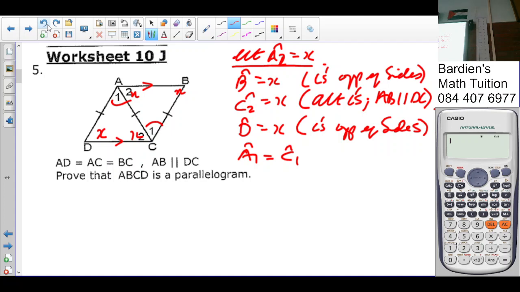So if A1, what would the size of A1 be in terms of x? 180 minus 2x is. What would C1 be? Also 180 minus 2x. So A1 is equal to C1, which is equal to 180 minus 2x. Why? It's the third angle in the triangle.